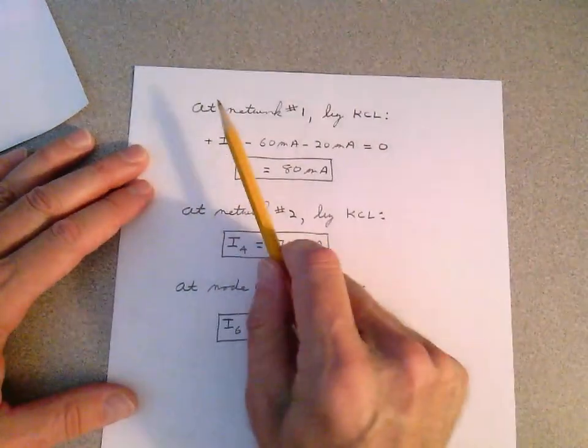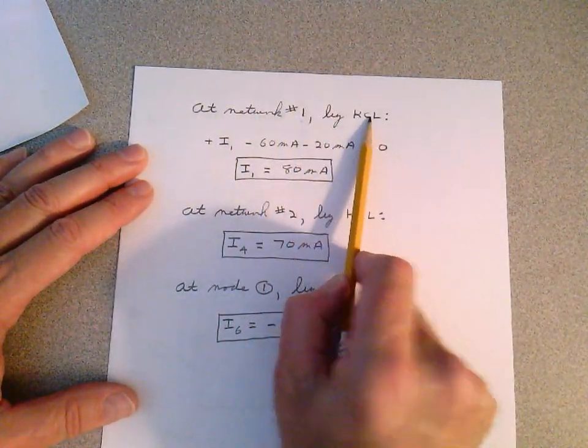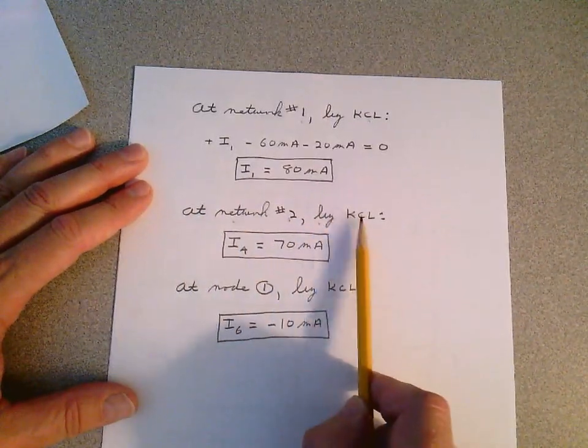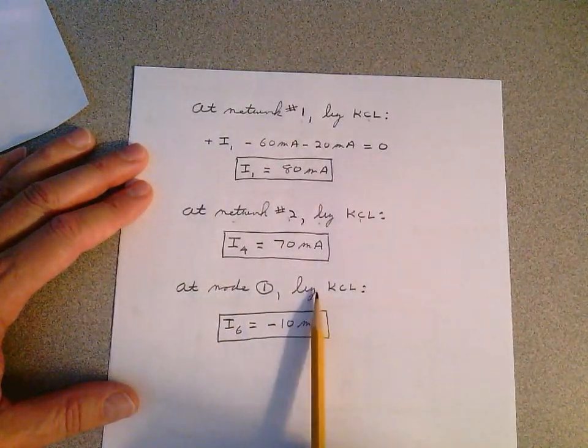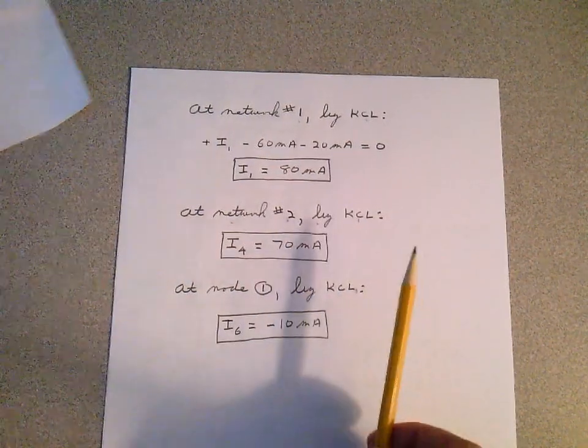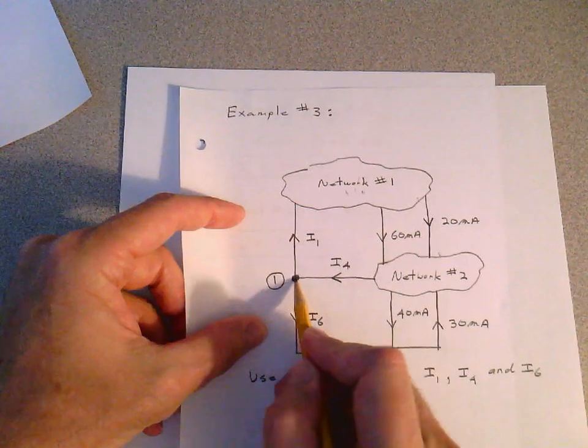Notice in each case, I said at network 1 by Kirchhoff's current law, at network 2 by Kirchhoff's current law, at node 1 by Kirchhoff's current law, because this point here was a node. I didn't have a network in this example. I had a point.